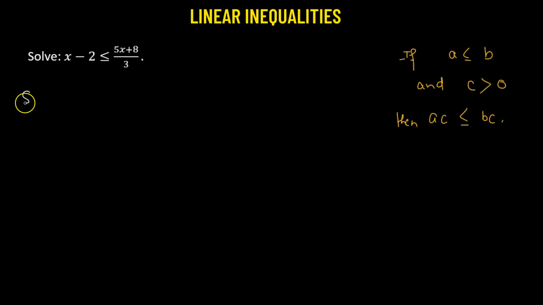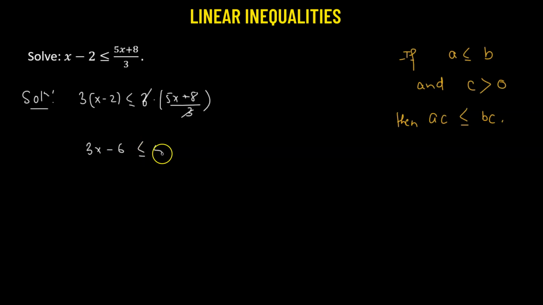Using this fact, we'll multiply both sides by the number 3. 3 being a positive number, that shouldn't change the sign of our inequality. So we have 3 times (5x plus 8) divided by 3. Here 3 and 3 cancel out. 3 times (x minus 2) will be 3x minus 6. This is less than or equal to 5x plus 8.